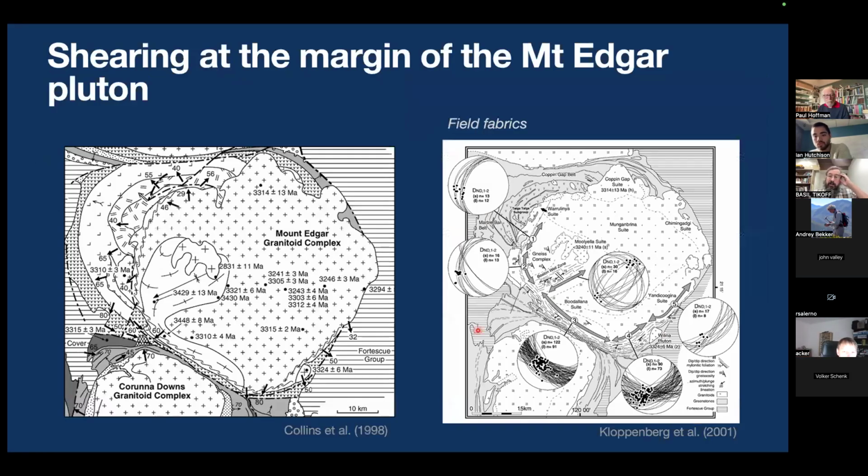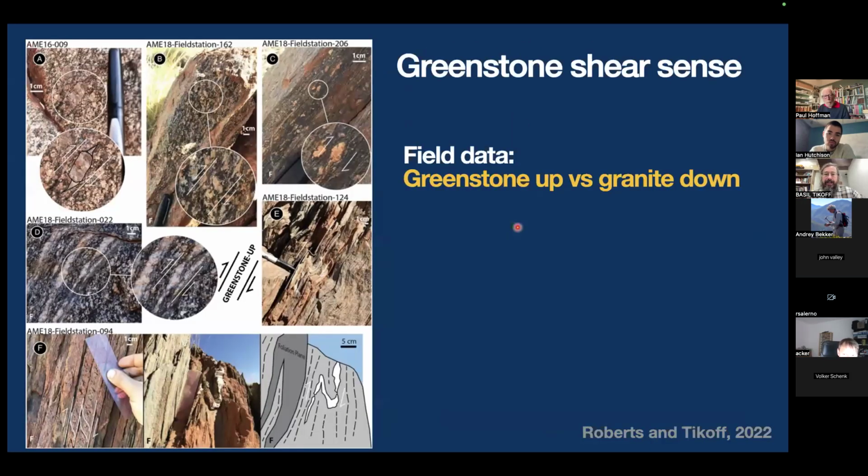One of the problems is that the shearing is occurring all the way around the Mount Edgar Dome, but only on the south and west side. There's much less on the north and east side. Could this be an effect of the buttressing of the Corunna Downs? Perhaps, but the shearing is very prominent. And then the question is, what does that shearing look like? And this was the big surprise.